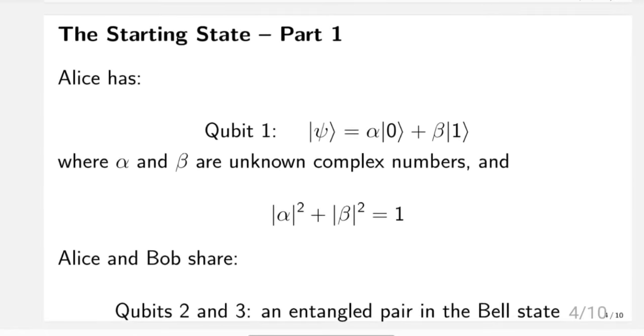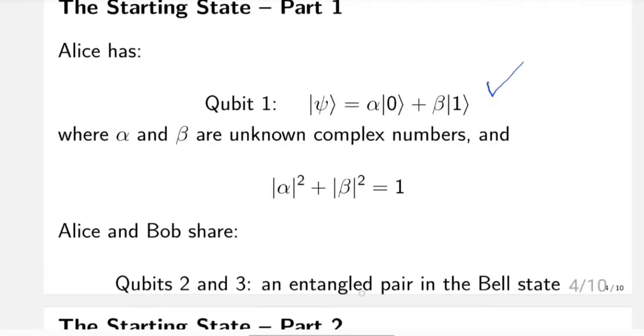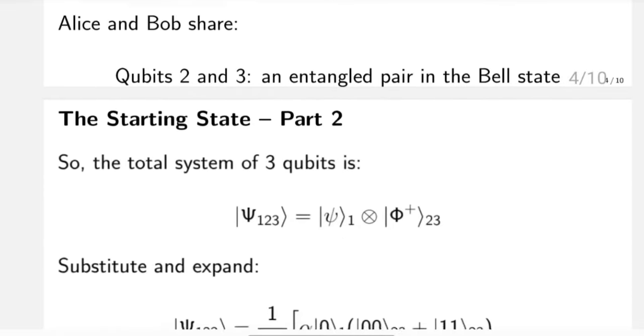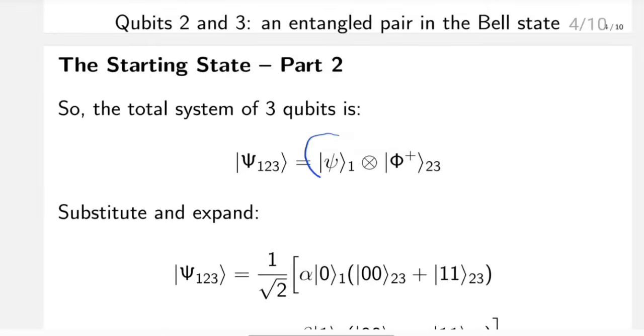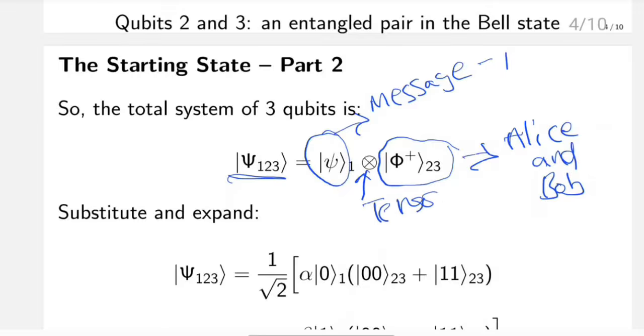So, moving on to the starting point. As I said, qubit 1 is the information qubit. Qubits 2 and 3 are entangled. Then the equation will be the same as I wrote earlier: 1 by root 2 ket 00 plus 1 by root 2 ket 11. Ket psi 1 is the message, that is the first qubit, and this state represents Alice and Bob. I am writing this combined, and this is what we call the tensor product.